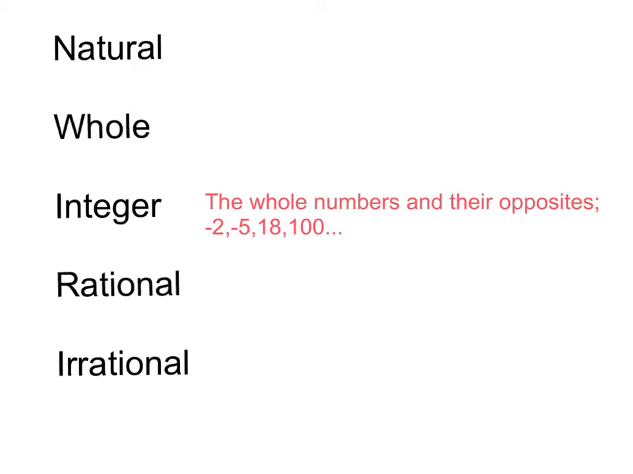An integer, all of the whole numbers and their opposites. So numbers like -2, -5, 18, 100 are just a few of the many integers.